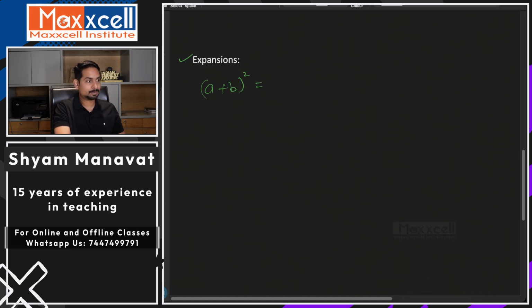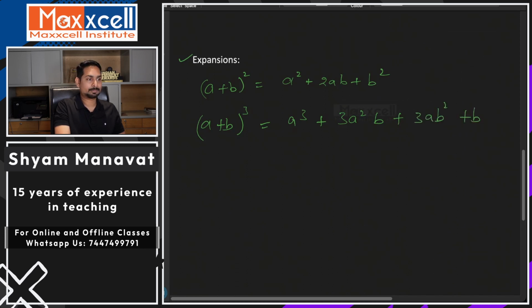If you open this, what you get is a square plus 2ab plus b square. So I call this the expansion formula. So a plus b whole cube, what did we get? We got a cube plus 3a square b plus 3ab square plus b cube, right? So expansion formulas. Now let's try to generalize and understand the similarities between the bracket square and bracket cube.